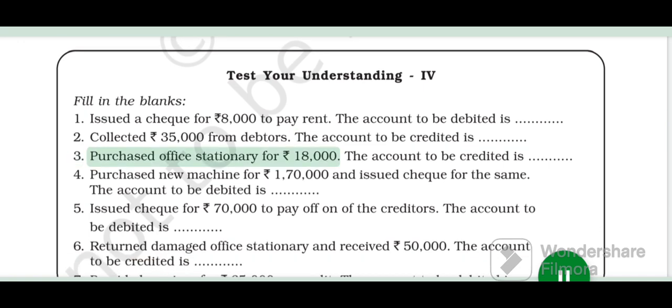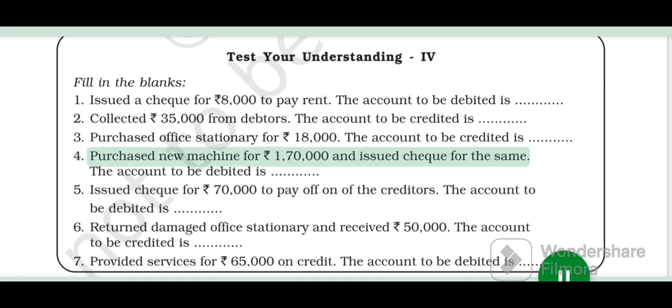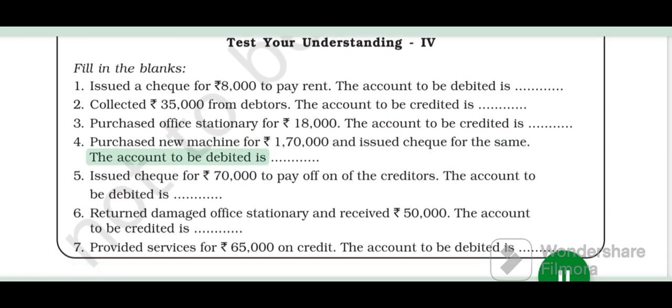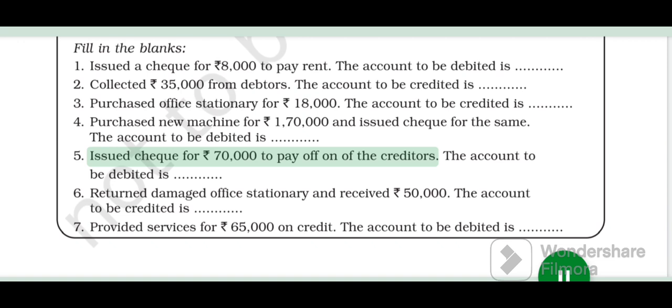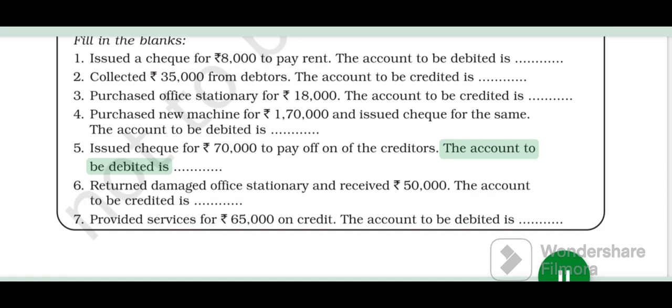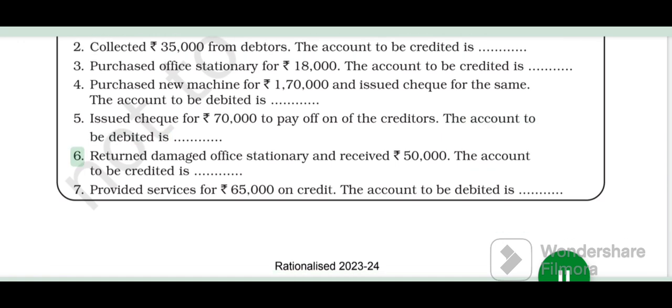3. Purchased office stationery for ₹18,000. The account to be credited is ___. 4. Purchased new machine for ₹170,000 and issued check for the same. The account to be debited is ___. 5. Issued check for ₹70,000 to pay off one of the creditors. The account to be debited is ___.